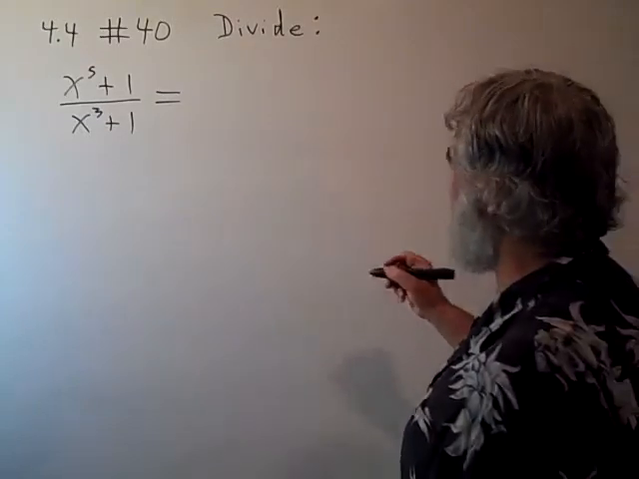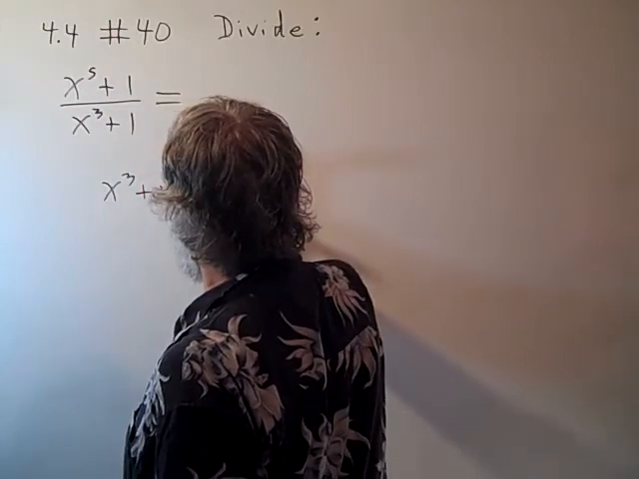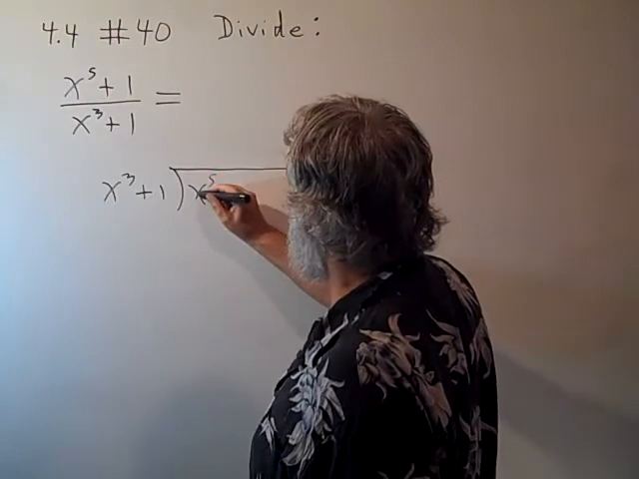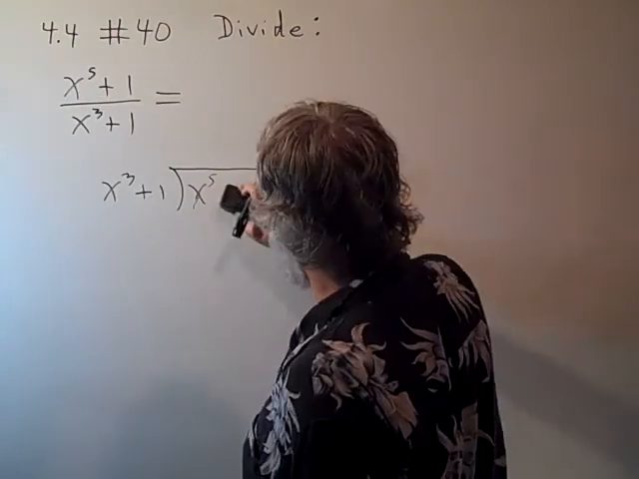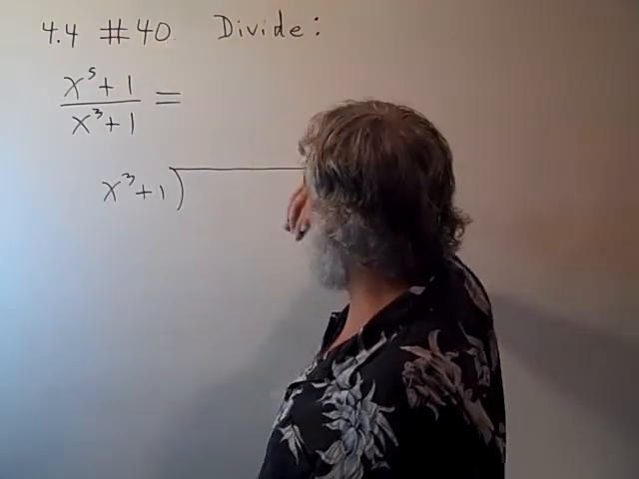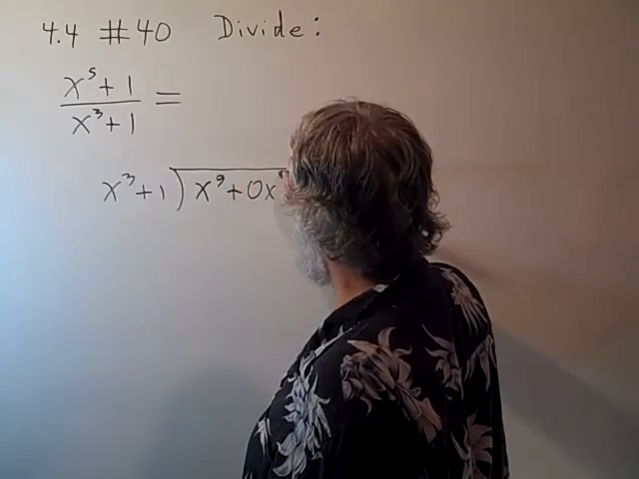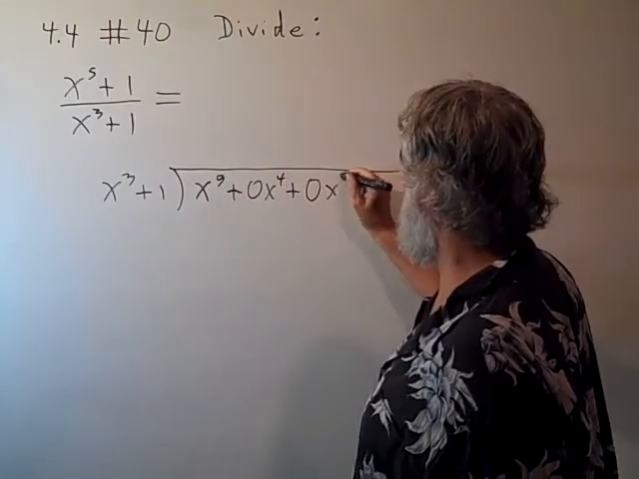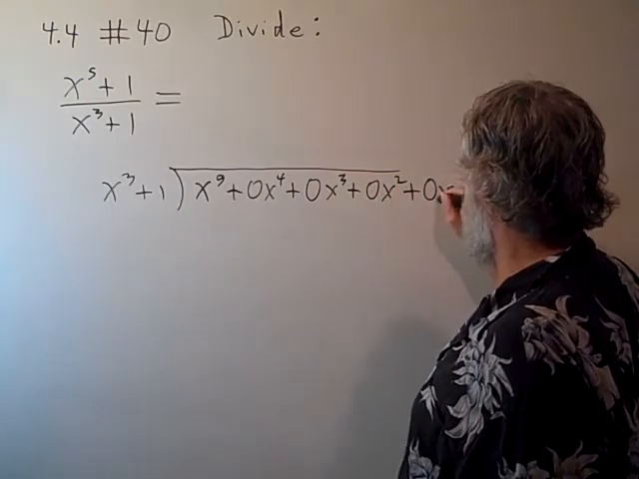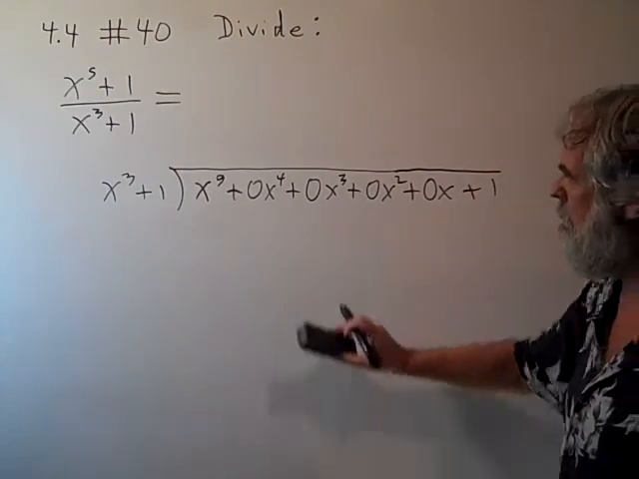Okay, I think we're going to need some zero placeholders for this one. So we have x cubed plus 1 dividing into x to the 5th, and there's no x to the 4th up there. There's no x to the 3rd, so there's no x squared, and there's no just plain x terms. So we have x to the 5th plus 0x to the 4th plus 0x to the 3rd plus 0x squared plus 0x. And finally, a plus 1 on the very end.